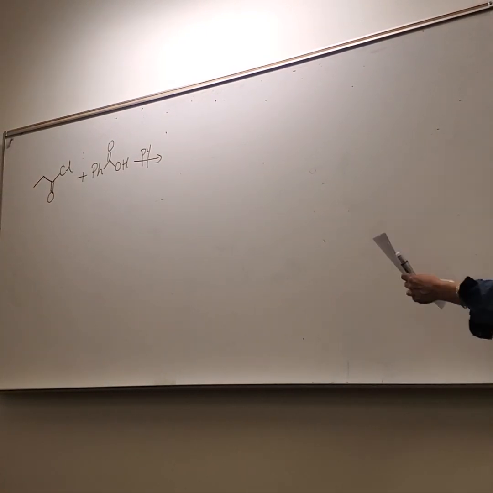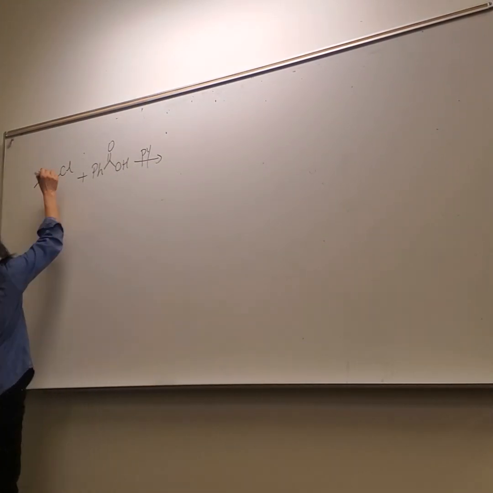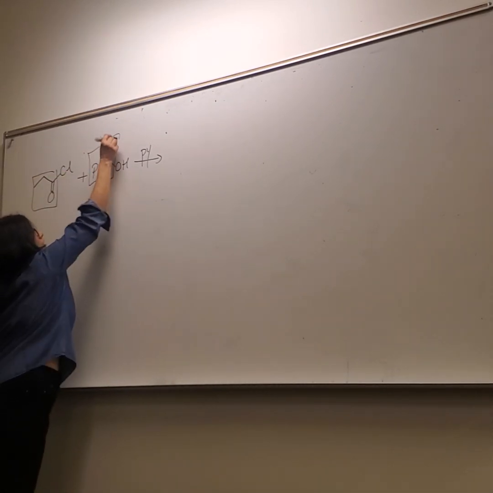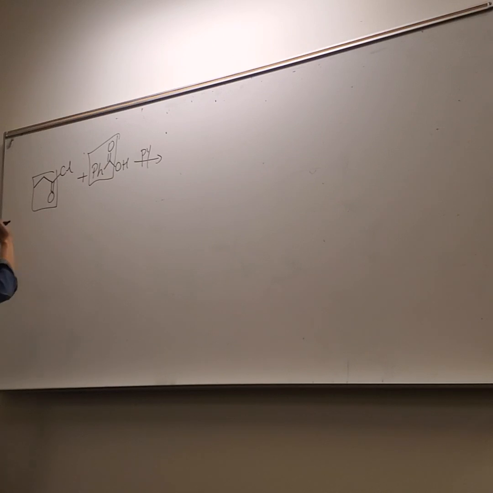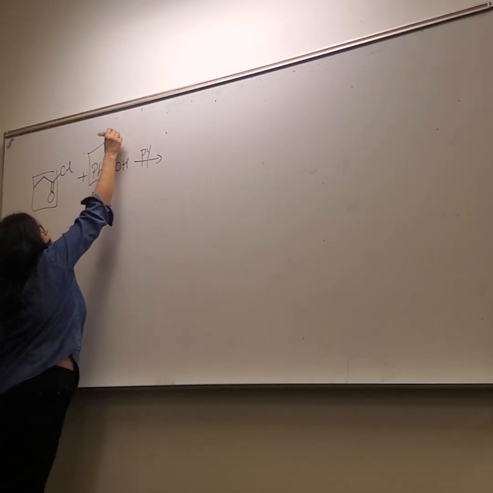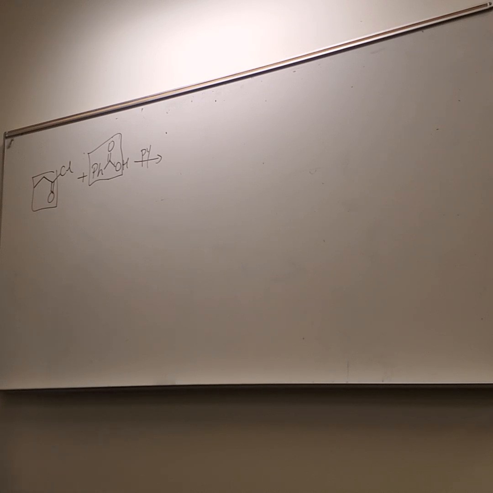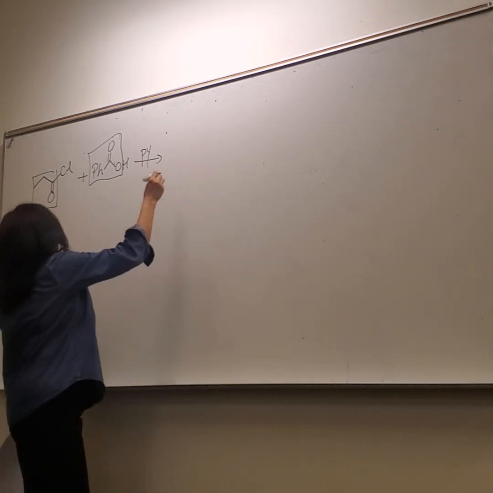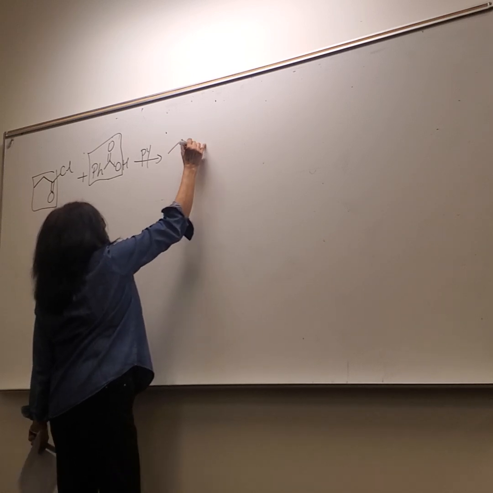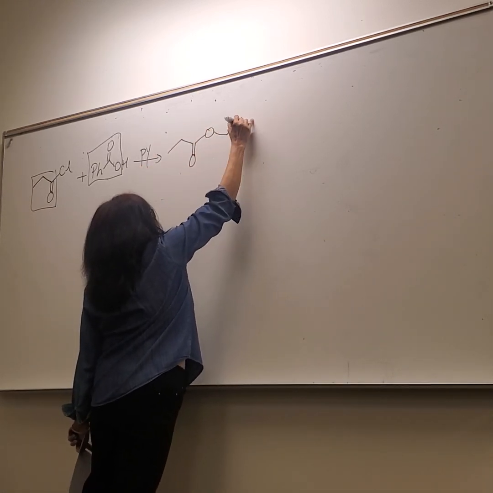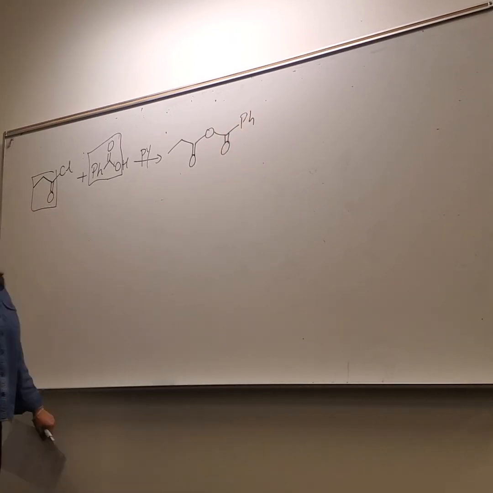So it's an acid halide with a carboxylic acid. What is that going to create? An acid anhydride. Good. What is that acid anhydride going to be? So it's this portion with this portion, isn't that right? So what is that going to create? Benzoic propanoic anhydride. Agreed?